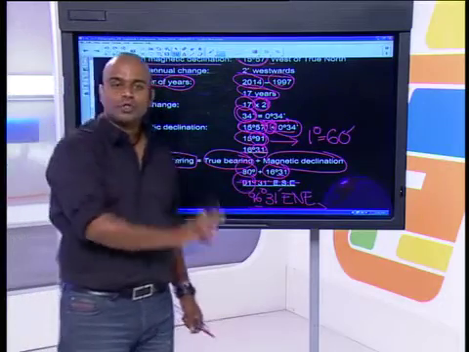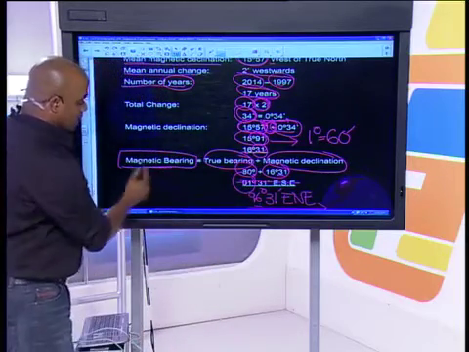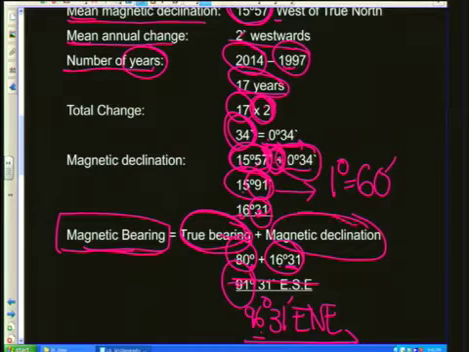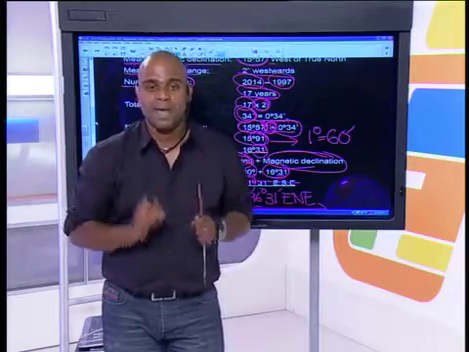Once I've established my true bearing and magnetic declination, I can now calculate the magnetic bearing. Hence my formula: magnetic bearing is equal to true bearing plus magnetic declination. The true bearing was 80 degrees, the magnetic declination 16 degrees 31 minutes, which we've calculated. We add the two, 80 plus 16, 96 degrees. There are no minutes here, the 31 is carried over, and we add the direction from the true bearing. So, simply put guys, this is the basic calculation of magnetic bearing.